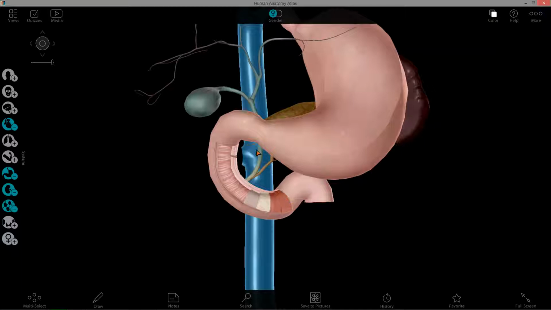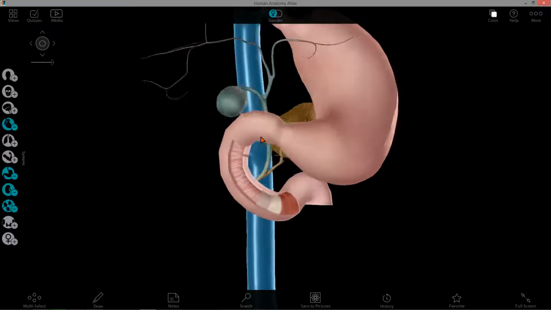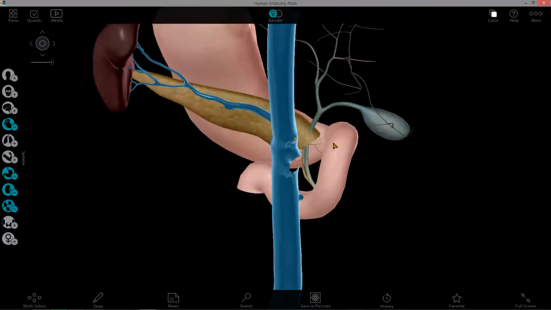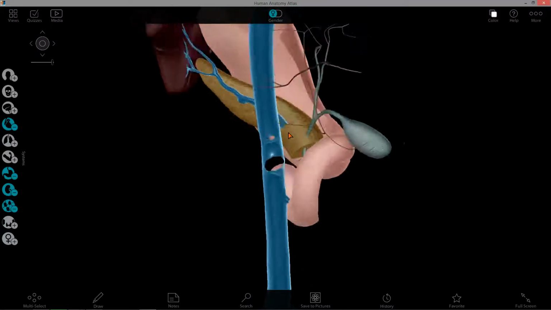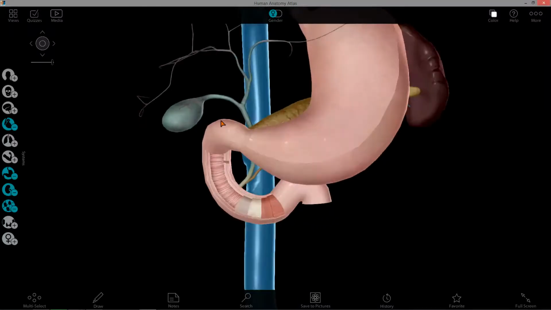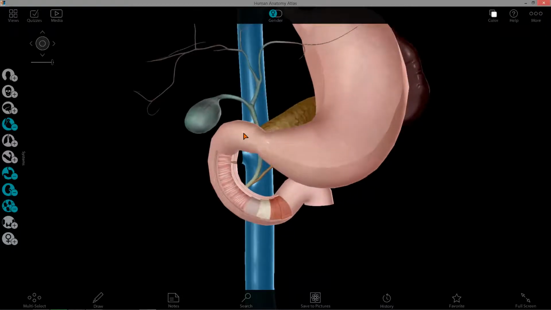Also recall, in regards to the first segment of the duodenum, right here, the superior part, is a common site of ulceration from peptic ulcer disease, and this ulceration typically occurs on the posterior wall of the first segment, and thus the gastroduodenal artery is at risk of also eroding, and then you having an internal hemorrhage.